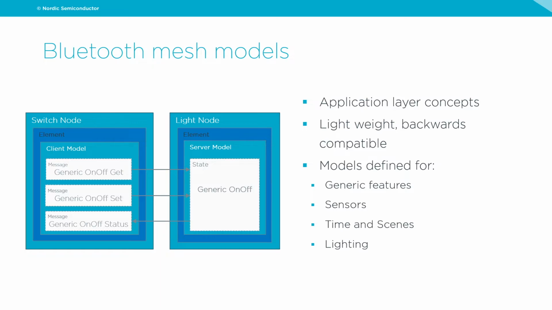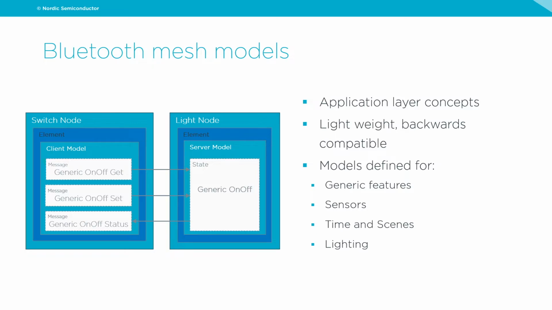The light node is an example of a node that has state. The state is either on or off, and states are contained in server models. A server model is contained in an element, and each element can have one or several server models. The elements are what is addressable in a network.